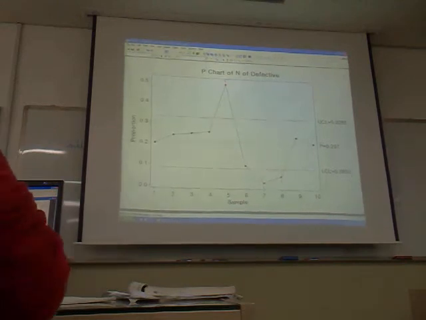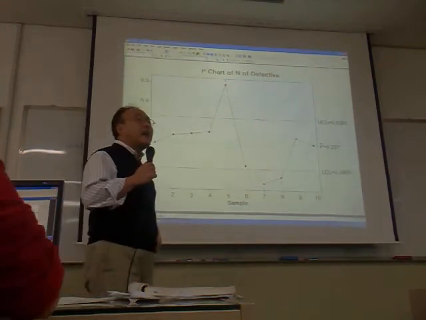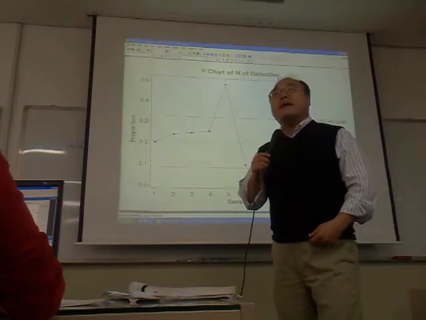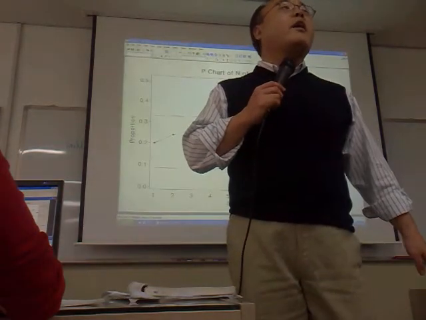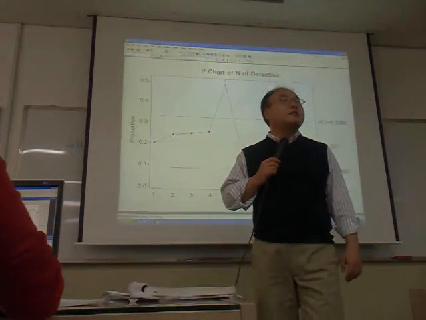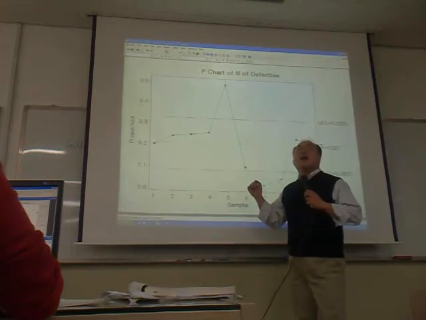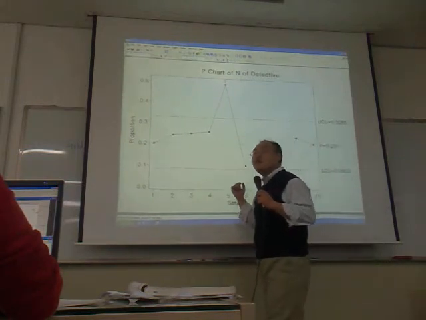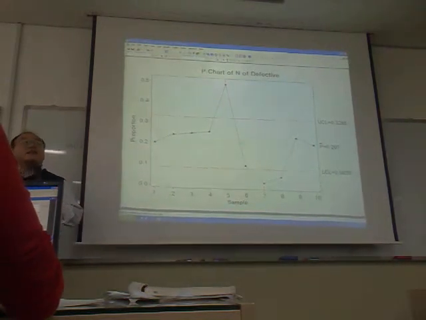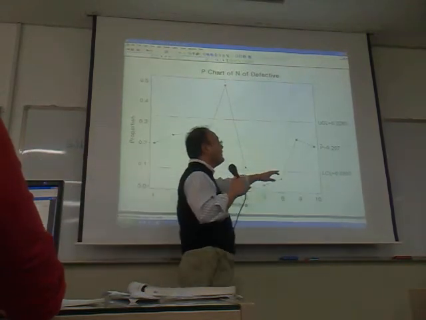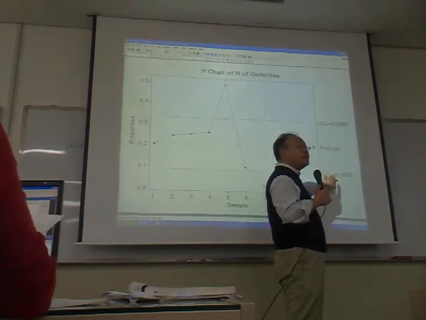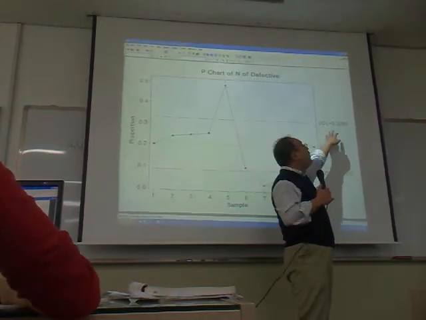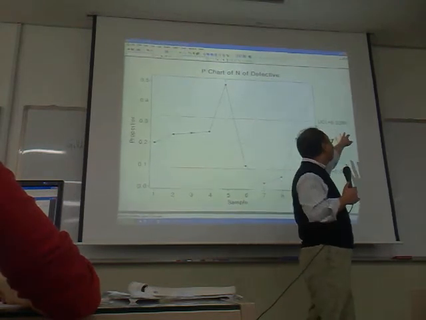So in the final test, I will ask a question to make a decision: under control or out of control. And another question is how much is UCL, how much is LCL? I will give you a question, and you have to write the answer on the answer sheet here. The LCL, lower control limit, is 0.0855 and the upper control limit is 0.3285.